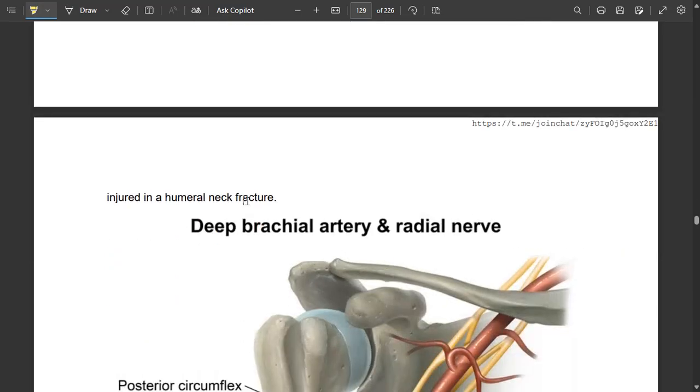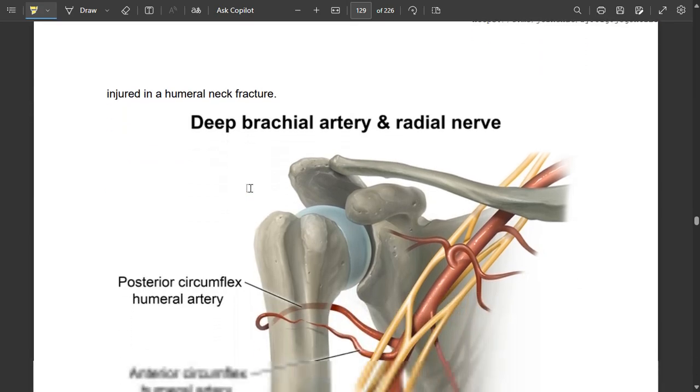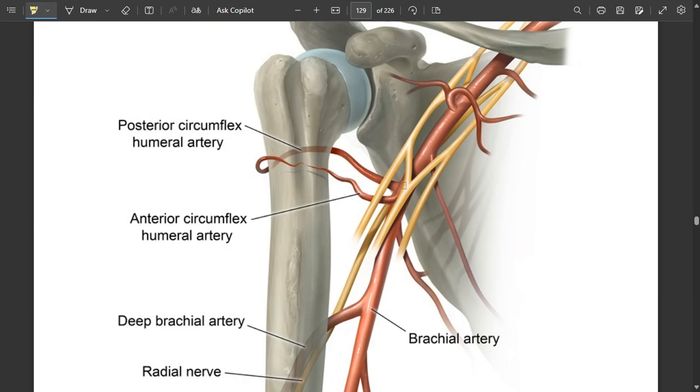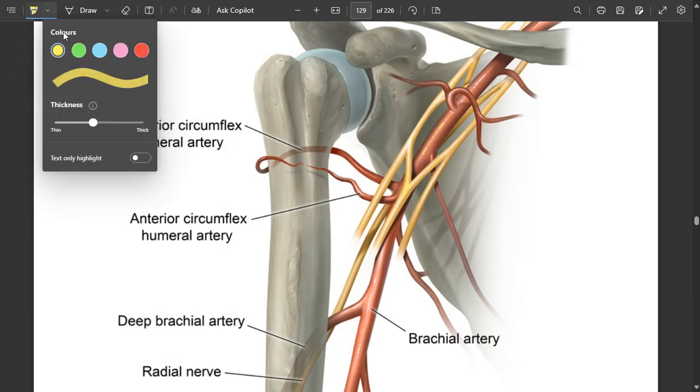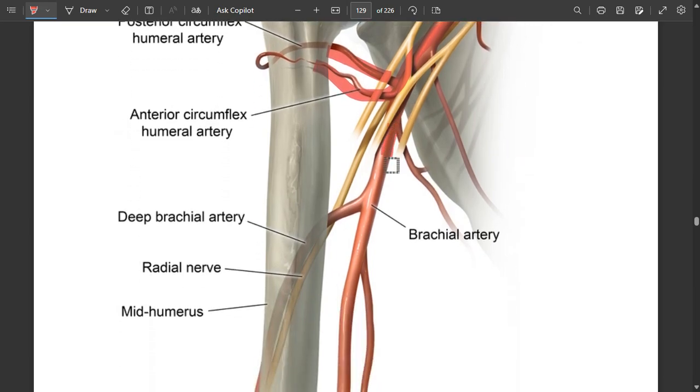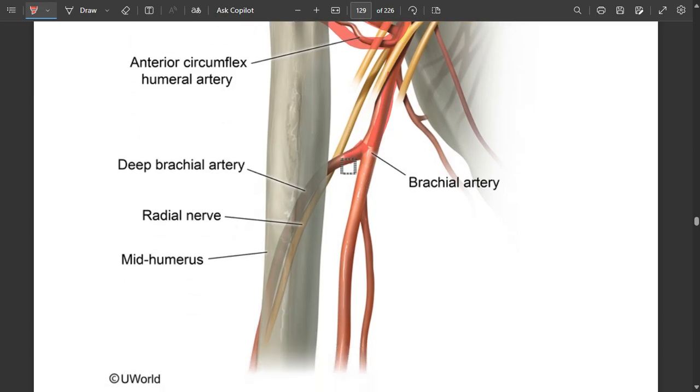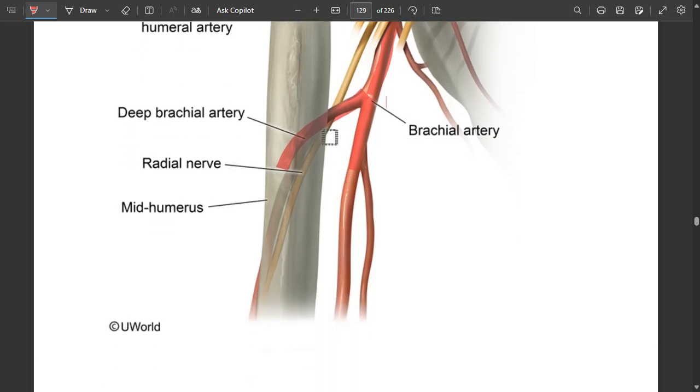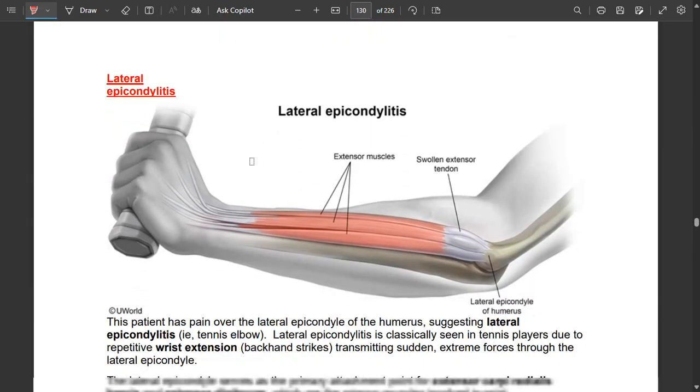These structures are not typically injured in a humeral neck fracture; in the neck fracture, the upper part of the humerus, there is no injury to these vessels. This is the axillary artery, from which the anterior and posterior circumflex arteries arise. It runs downwards and forms the brachial artery. From the brachial artery there is a deep brachial artery and a superficial brachial artery. The radial nerve runs along the deep brachial artery, and in the mid humerus there can be an injury.